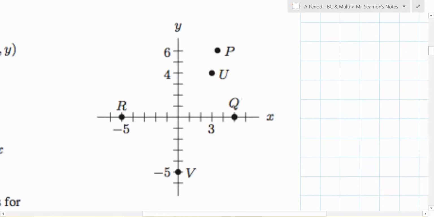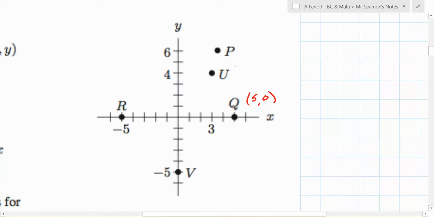So for example, q. Could someone tell me what the coordinate is in polar form of q? What's the radius? 5. And what's the angle measure? 0. So that's actually kind of cool. That's the same coordinate in Cartesian and in polar form.